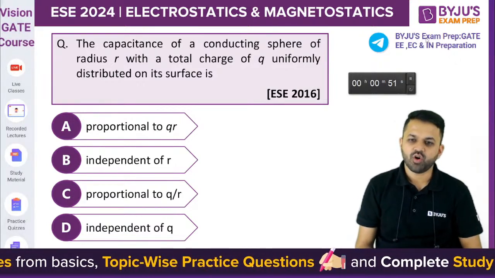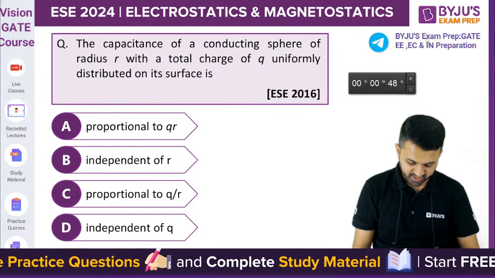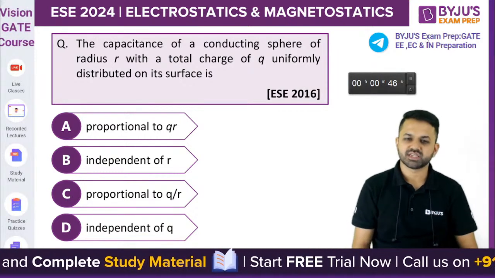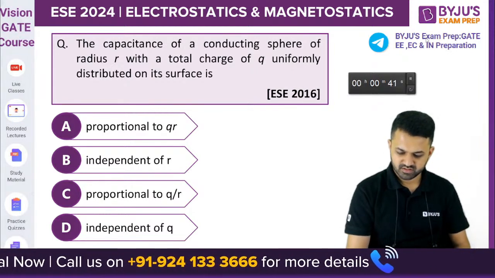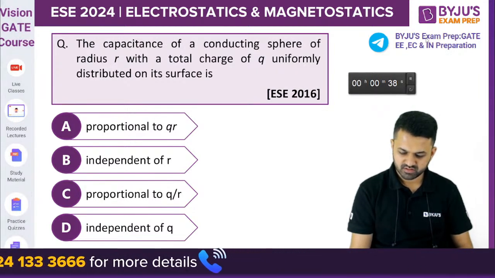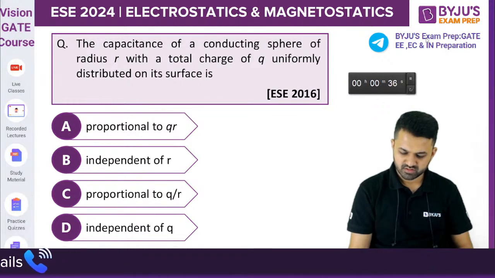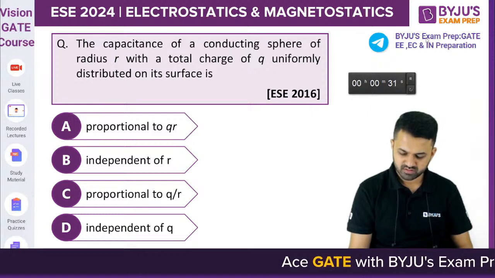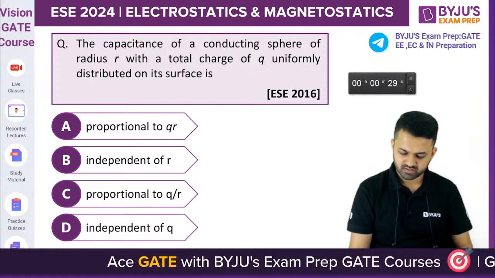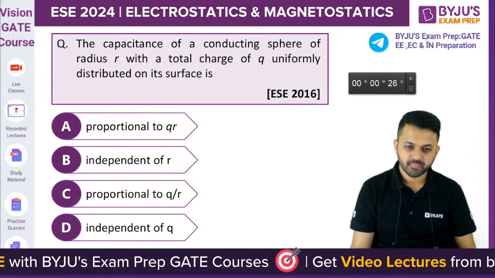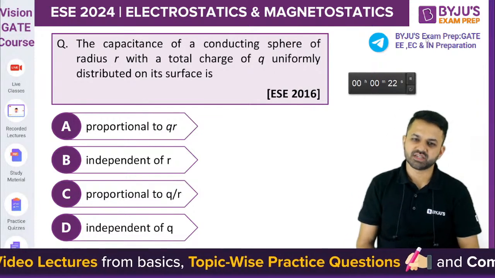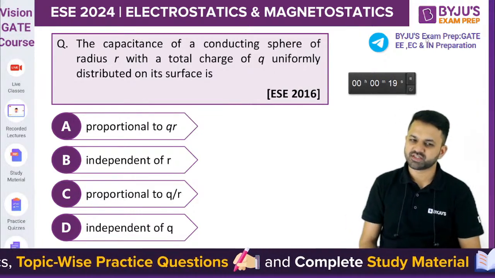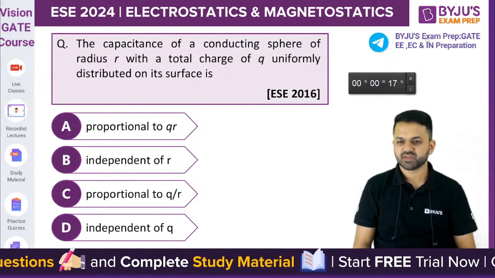The capacitance of a conducting sphere of radius r, with a total charge of q uniformly distributed on its surface. Come on, tell me, what should be the answer?